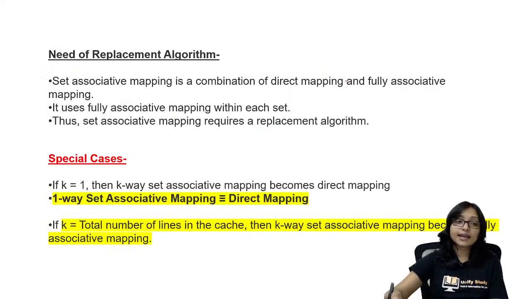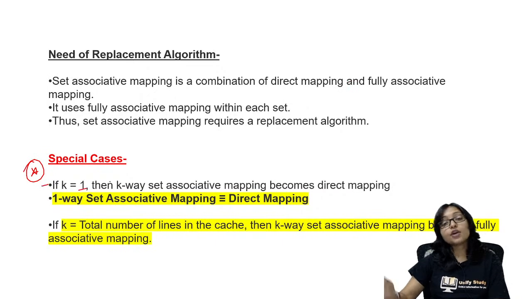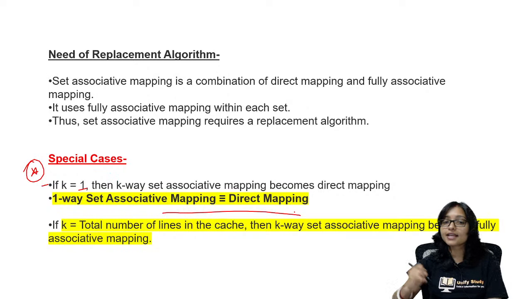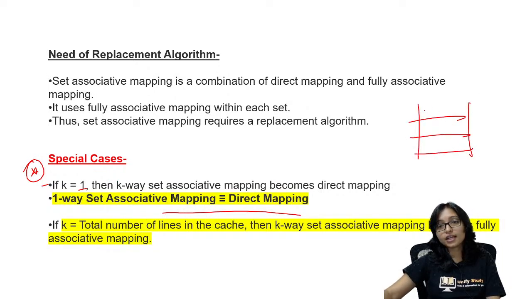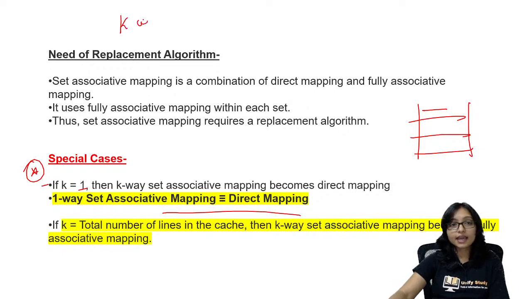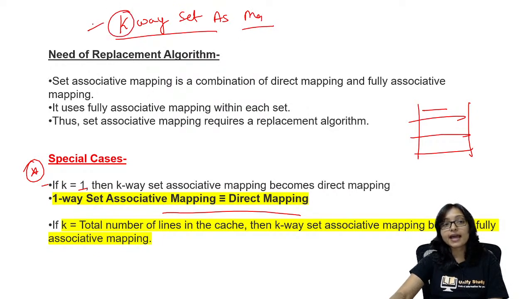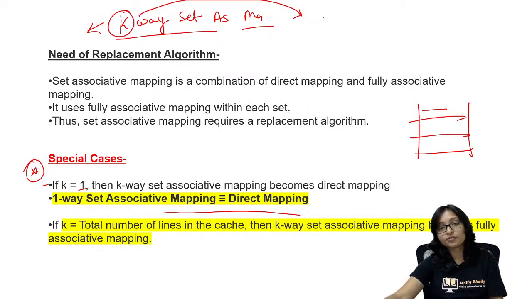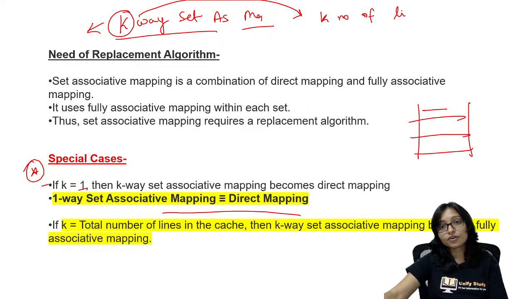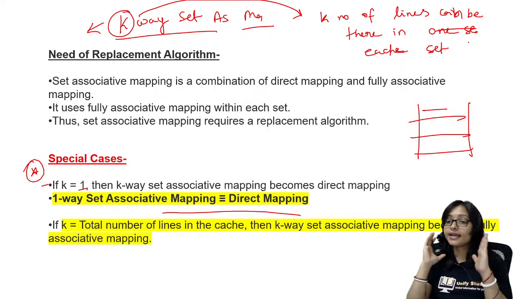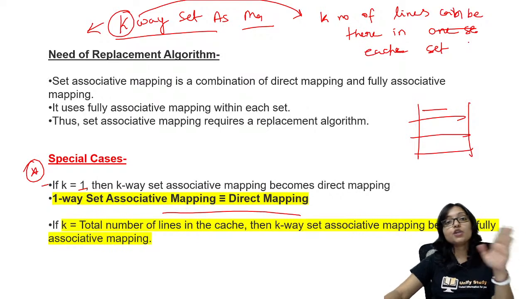Now you can see, here is a very, very important point. If K equals 1, then it is exactly direct cache mapping, because in every set there is only one line. Here I am writing K-way set associative mapping. What is the meaning of K? The meaning of K is that K number of lines can be there in each set. You will divide the total number of lines into some sets.